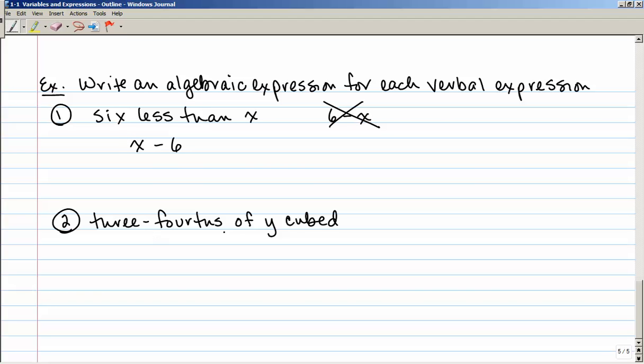Number 2, 3/4 of y cubed. And here's an example of using the word of for multiplication. So 3/4 of means times, and y cubed is y to the 3rd power. So there's a few examples of how to turn a verbal expression into an algebraic expression and an algebraic expression into a verbal expression. Be sure you review those words that we use for the basic operations of addition, subtraction, multiplication, and division.